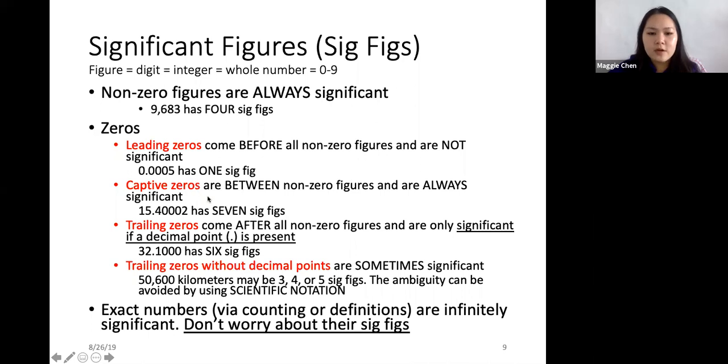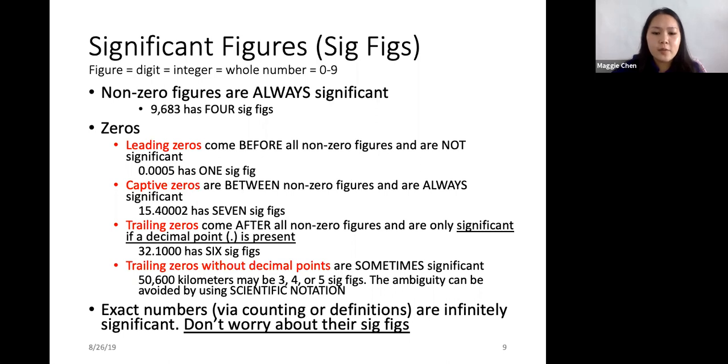Captive zeros that are between non-zero figures are always significant. So 15.40002, these captive zeros we're going to count as a part of our sig figs because they're between the 4 and the 2. So therefore, there's 7 sig figs in this number.